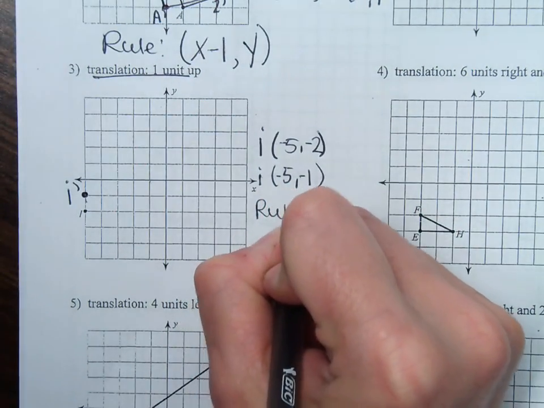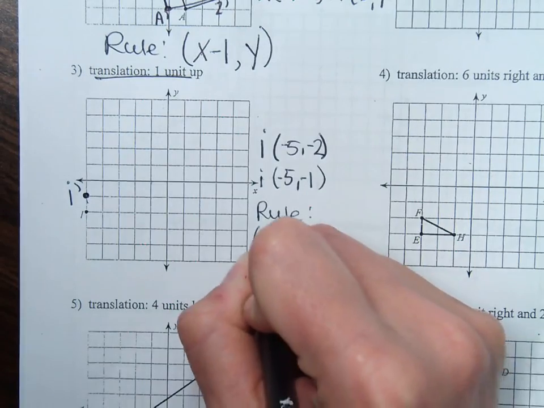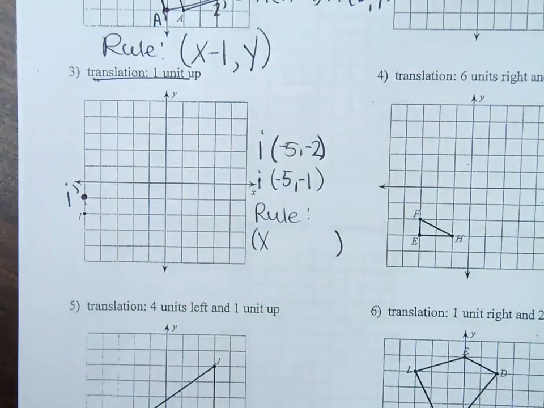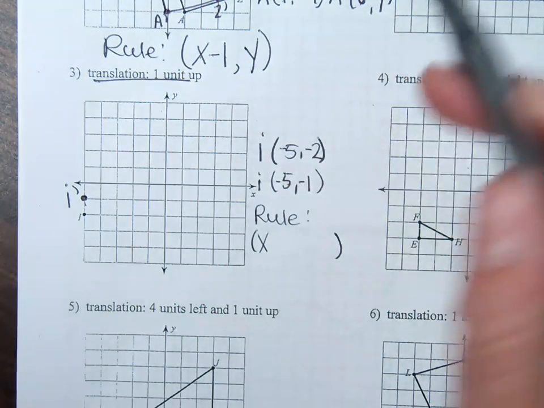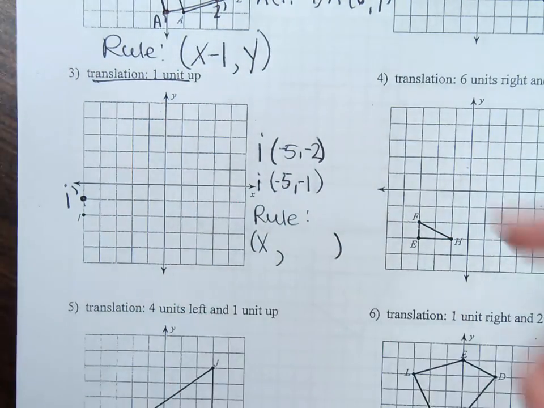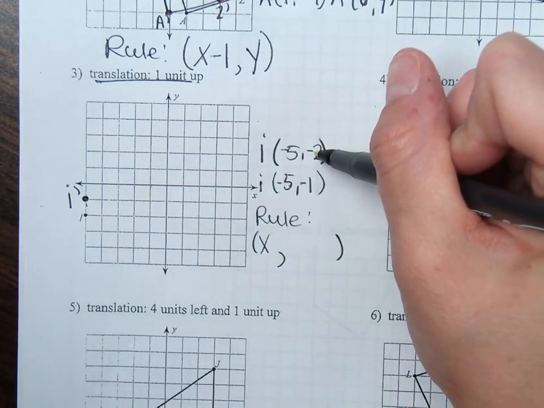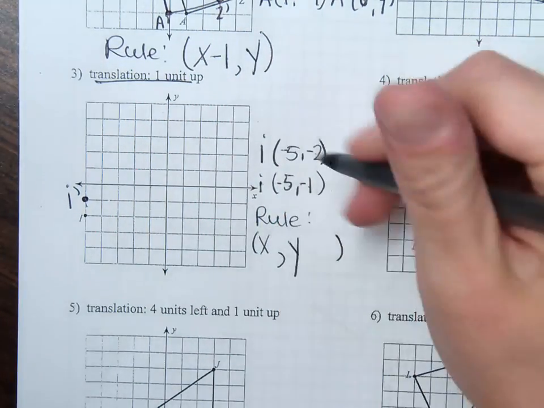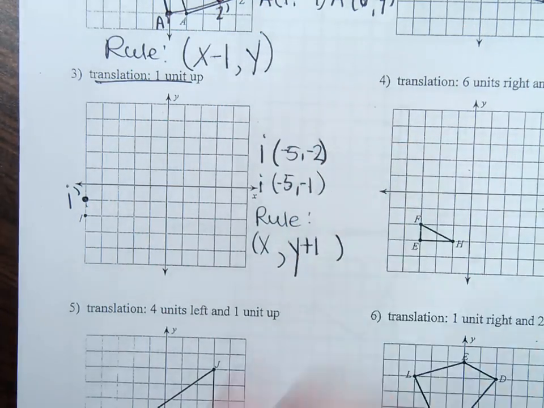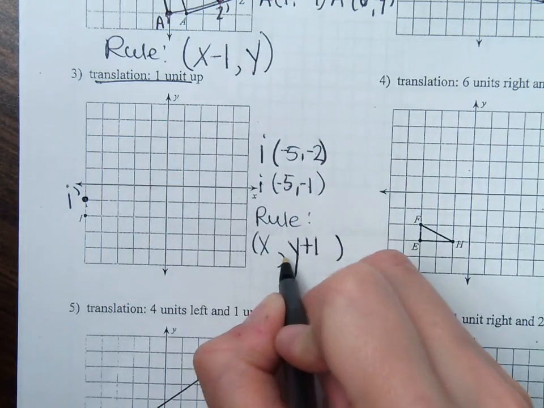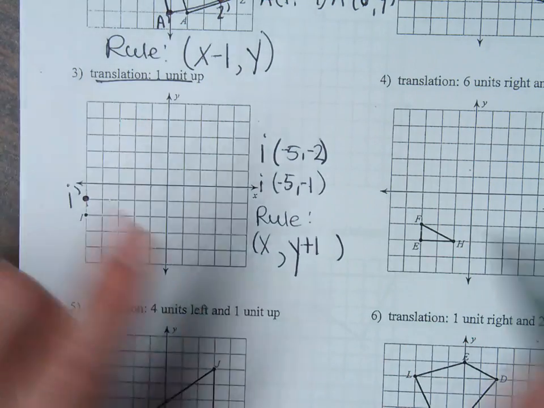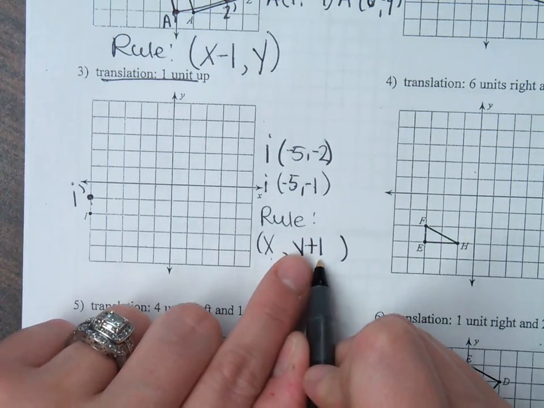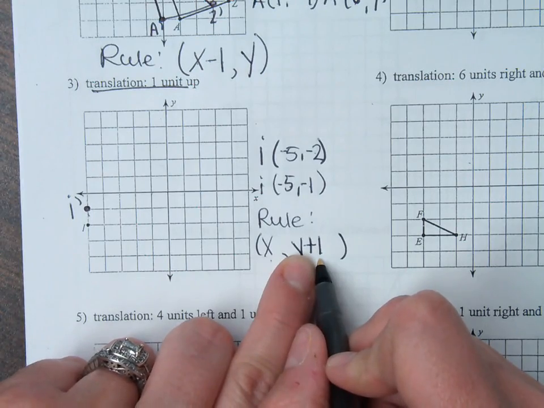So if we're going to write our rule now, remember we write it x, comma, y. We need to see what's happening with x and y. If we look here, -5 and -5 is staying the same. So we're going to keep this as just x. If we look at y, we have -2 to -1. When we go from -2 to -1, we add 1. So our rule is (x, y + 1). So if I have any point possible, if I give you (10, 20), the new location is going to be (10, 21) if we follow this rule.